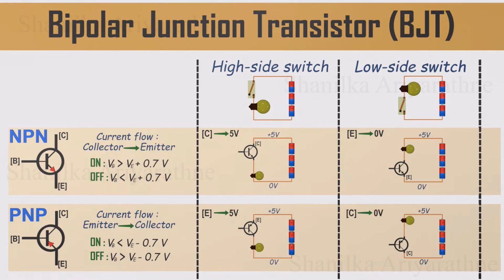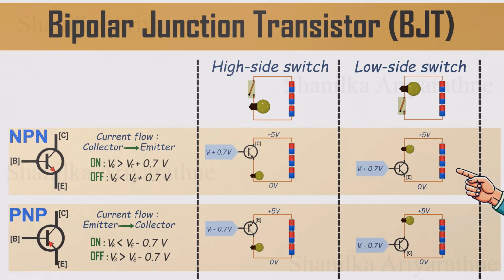At first glance, it might seem like you could just use either an NPN or a PNP transistor to switch the positive or negative side of a circuit, just like a regular switch. Technically, yes, you could do that, but in practice, it's not quite that simple. Here's the issue. To control a transistor, you need to set the base voltage relative to the emitter. For an NPN, the base must be about 0.7 volts above the emitter. For a PNP, it needs to be 0.7 volts below the emitter.